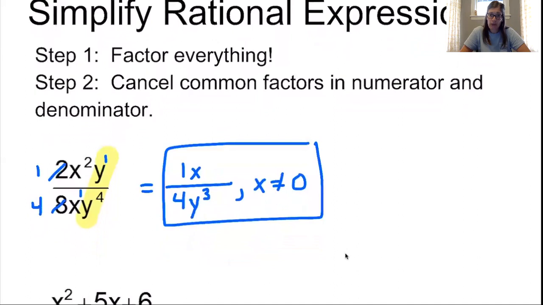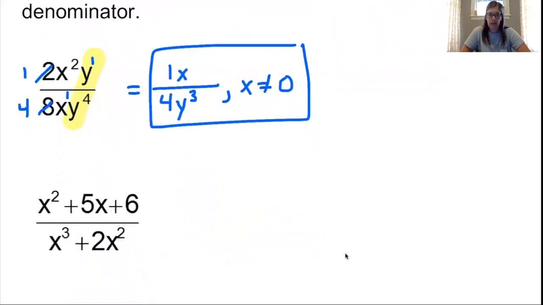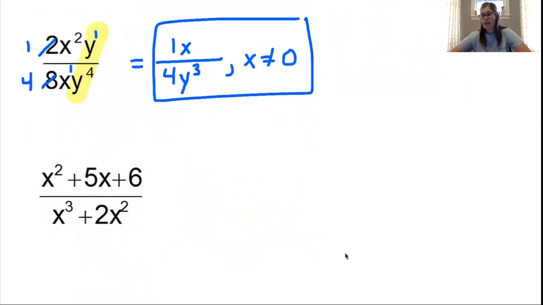Okay, that's like algebra 1. Now we're going to get into some algebra 2 stuff. So we want to just simplify this expression, x squared plus 5x plus 6 over x cubed plus 2x squared. These are not monomials anymore. In your numerator, you have a trinomial because you have 1, 2, 3 terms, and in your denominator, you have a binomial, 1 term, 2 terms. Okay. You want to be really careful here. You cannot cancel terms. You can only cancel factors.